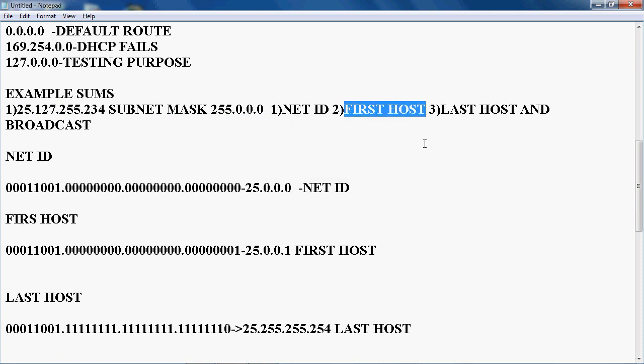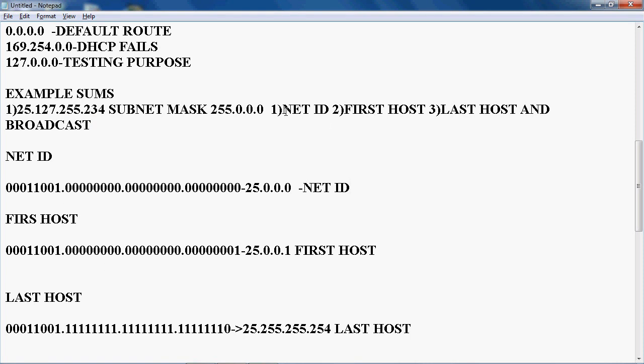Next one, first host. First host means the starting valid IP for my office network, so that should be represented as the first host. Next one, last host. Last host means the last valid IP address in my office network. Next, broadcast. Broadcast IP means, if I give that broadcast IP, all the devices connected in my office network reply to this broadcast IP. Okay.